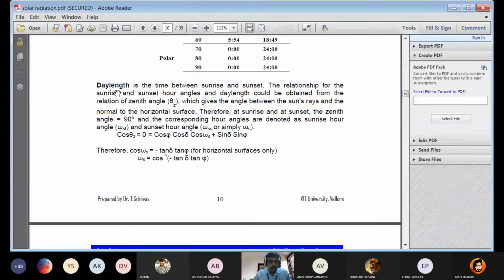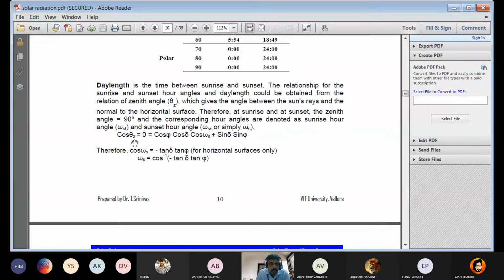Another term is day length, which is the time between sunrise and sunset. The relationship for sunrise and sunset hour angle and day length could be obtained from the relation of zenith angle theta z, which gives the angle between the sun's rays and the normal to the horizontal surface. Therefore, at sunrise and sunset, the zenith angle is 90 degrees, and the corresponding hour angles are denoted as the sunrise hour angle and sunset hour angle.